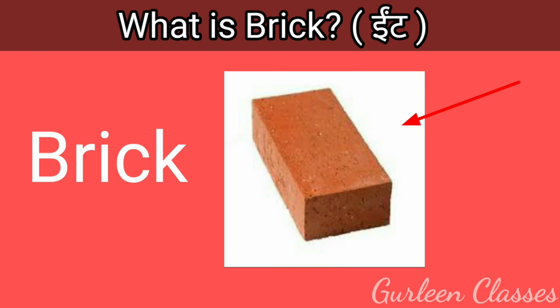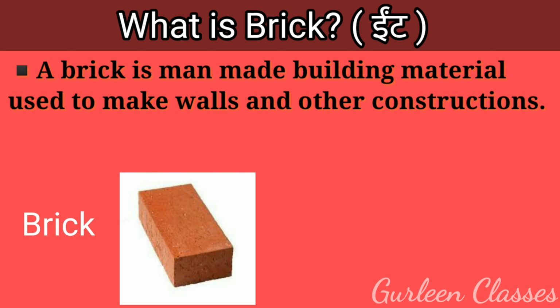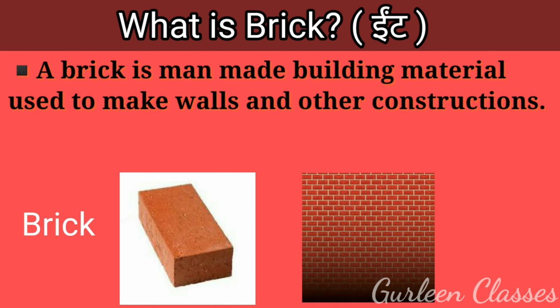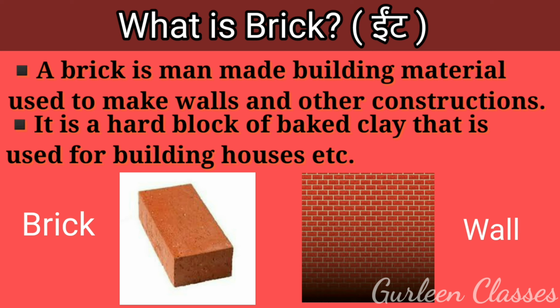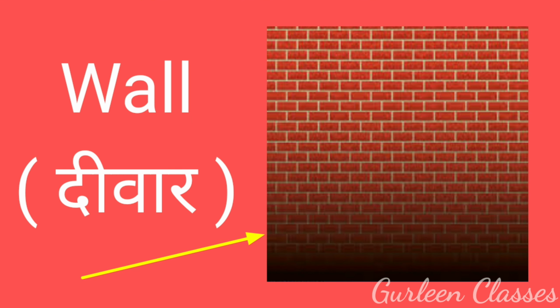Now, what is brick? So this is a picture of brick which you can see here, and in Hindi we say eent. A brick is man-made building material used to make walls and other constructions. Means brick किसी इंसान ने बनाई है. किस लिए? Walls बनाने के लिए या construction के लिए. It is a hard block of baked clay that is used for building houses. Now, as you all can see here, the picture of wall, and in Hindi we say Diwar.